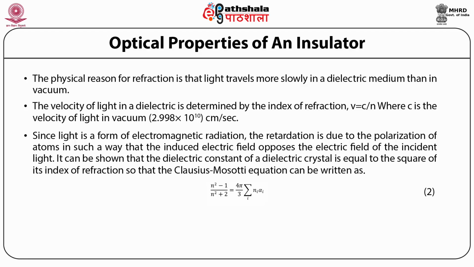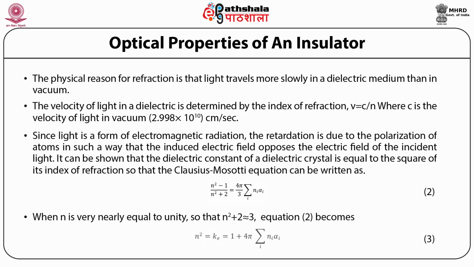It can be shown that the dielectric constant of a dielectric crystal is equal to the square of its index of refraction, so that the Clausius-Mossotti equation can be written as n squared minus 1 by n squared plus 2 is equal to 4 pi by 3 times the summation over i of n_i alpha_i, which is called the Lorentz equation. When n is very nearly equal to unity, so that n squared plus 2 is equal to 3, equation 2 becomes n squared is equal to k_E, which is equal to 1 plus 4 pi times the summation over i of n_i alpha_i.